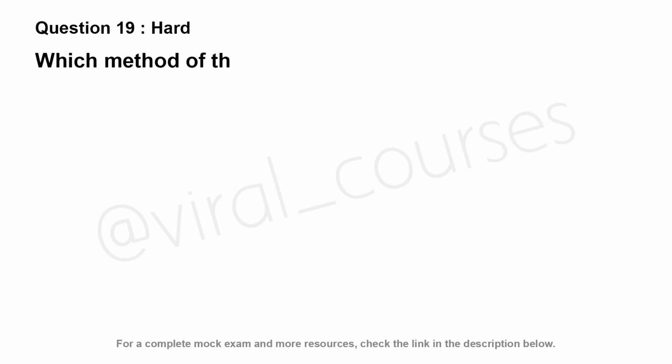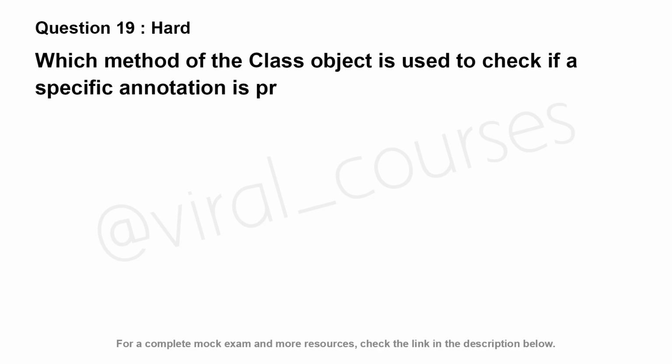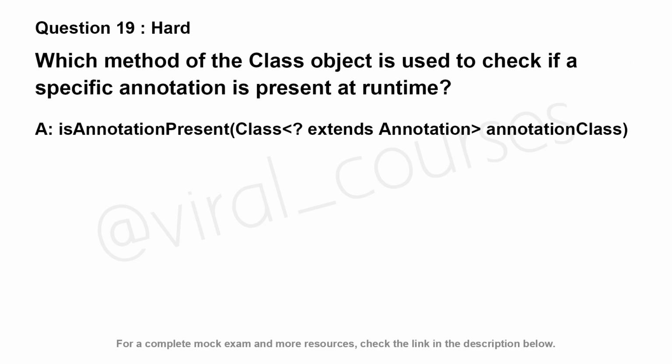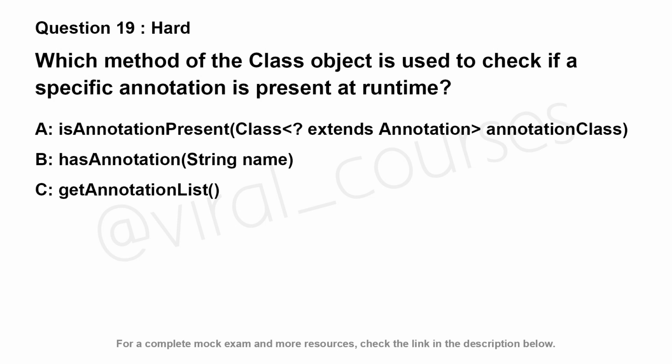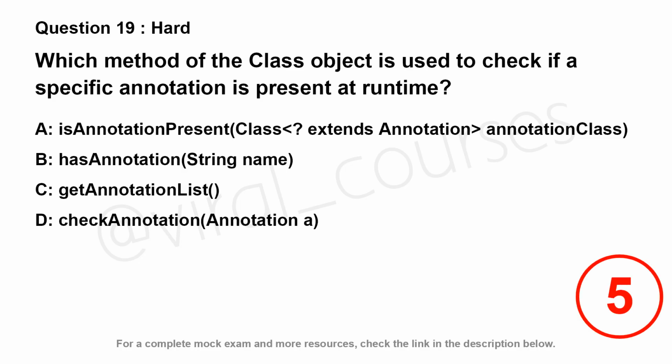Which method of the Class object is used to check if a specific annotation is present at runtime? Option A. isAnnotationPresent(Class<? extends Annotation> annotationClass). Option B. hasAnnotation(String name). Option C. getAnnotationList(). Option D. checkAnnotation(Annotation a).